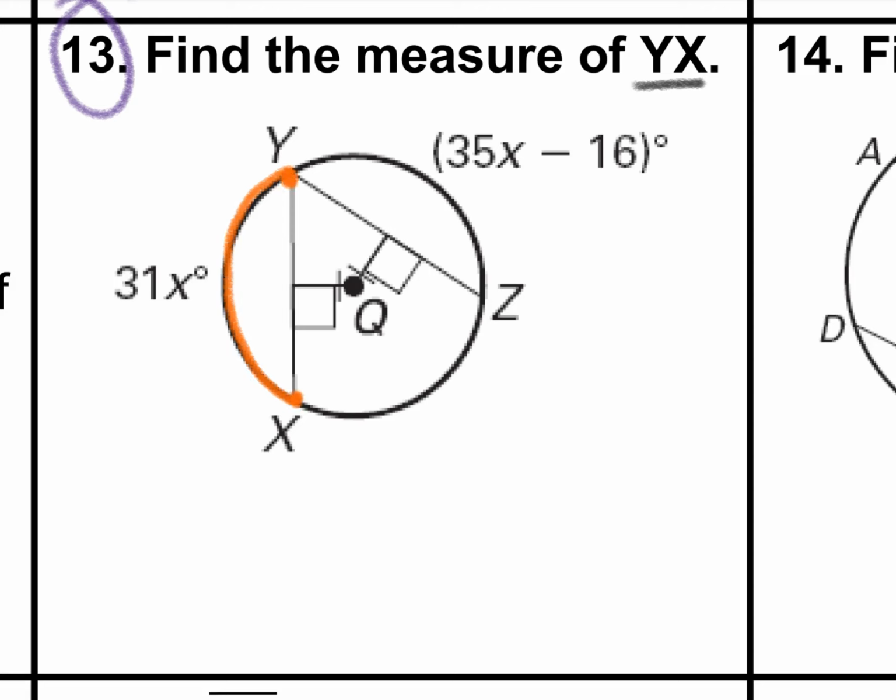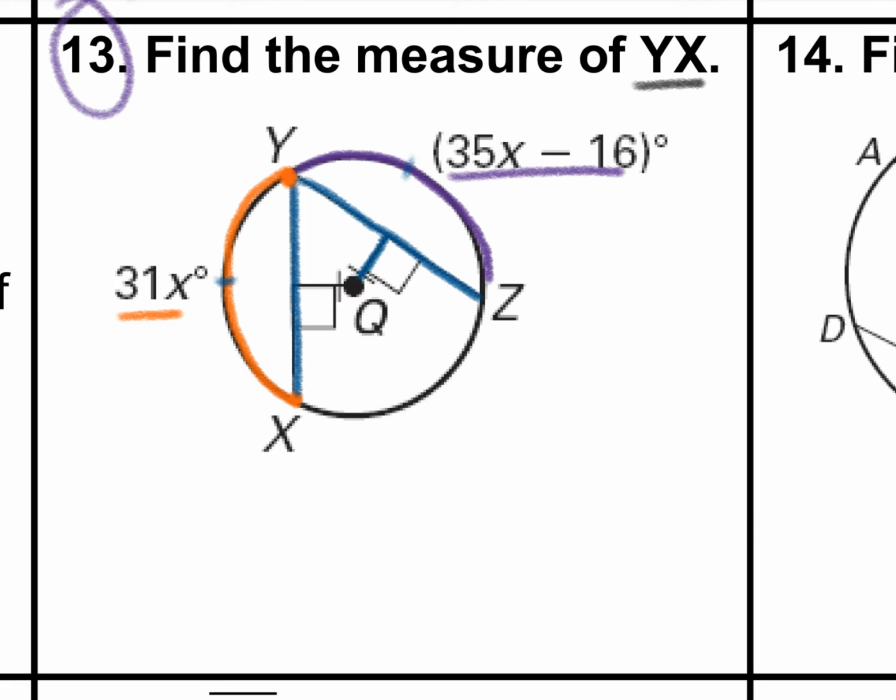Now all we know is that that arc is 31x. We also know though that this arc over here is 35x minus 16. Now if we look at those two, they kind of look congruent, but we don't want to assume that they are. So we need to find a property that'll tell us that they're congruent. Those two arcs are formed by these two chords. If those chords were congruent, we would know then that our arcs would have to be congruent. We don't know those chords are congruent yet though. So we have to see, can we find a reason for those chords to be congruent?